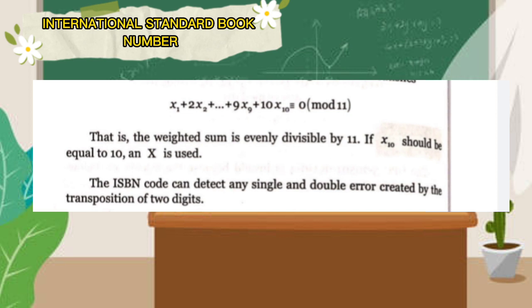The appended 10th digit is a check digit, chosen so that the whole 10-digit code word satisfies X sub 1 plus 2 X sub 2 plus and so on is congruent to 0 modulo 11. That is, the weighted sum is evenly divisible by 11. If 10 X sub 10 should be equal to 10, X is used. The ISBN code can detect any single error and any double error created by the transposition of 2 digits.